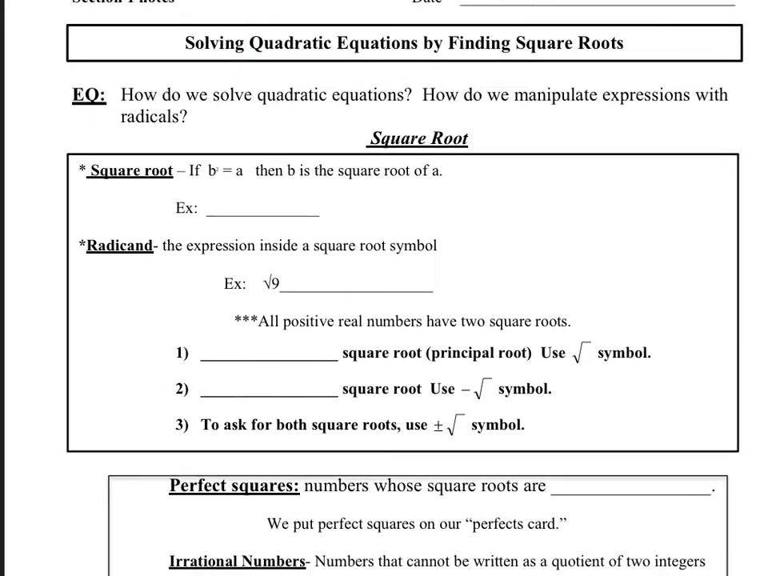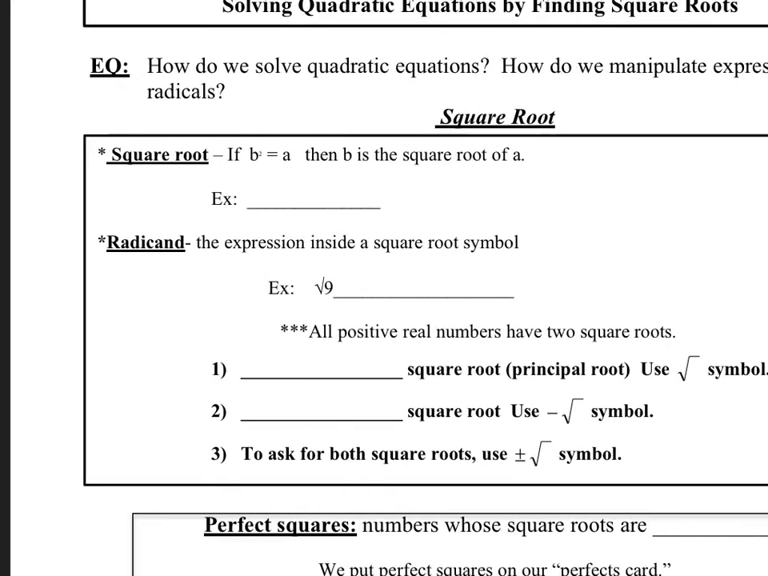So, square root. It says, if b squared equals a, then b is the square root of a. For example, if we have 3 squared equals 9, then 3 equals the square root of 9. It's saying what number squared is a, and the inverse of that is saying what number times itself is going to be 9, and in this case it would be 3. Okay? So that's the square root.